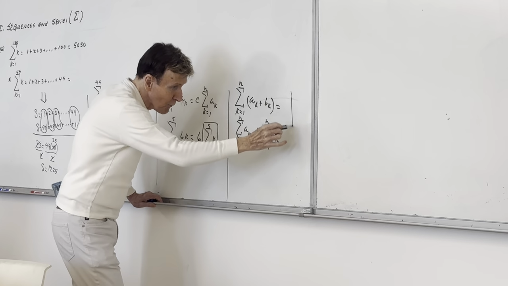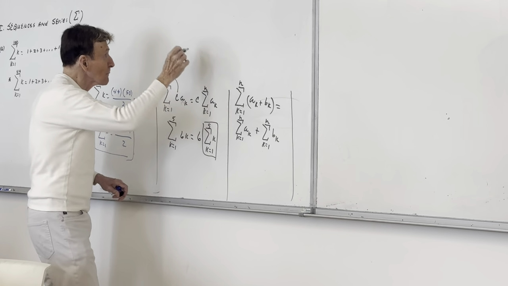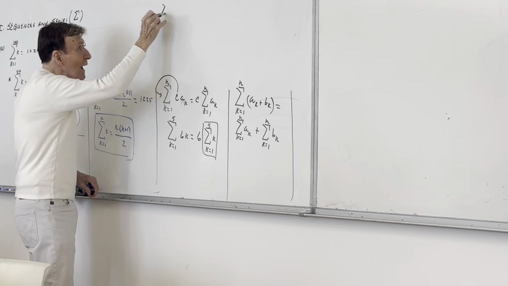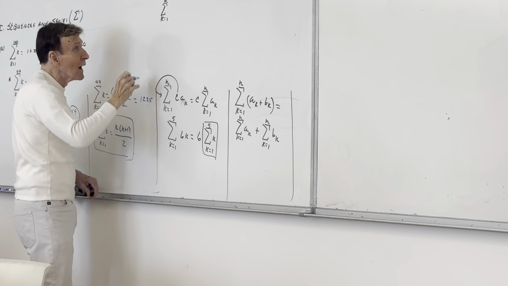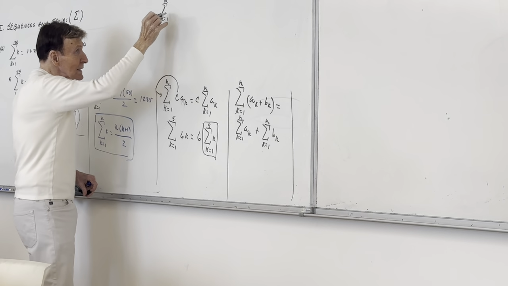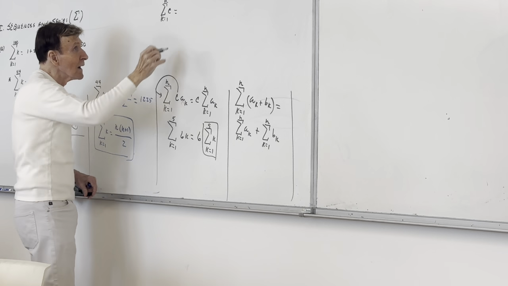Shane, tell me another formula. Sigma, starting at K equals 1 up to N, of C, is equal to C times N.